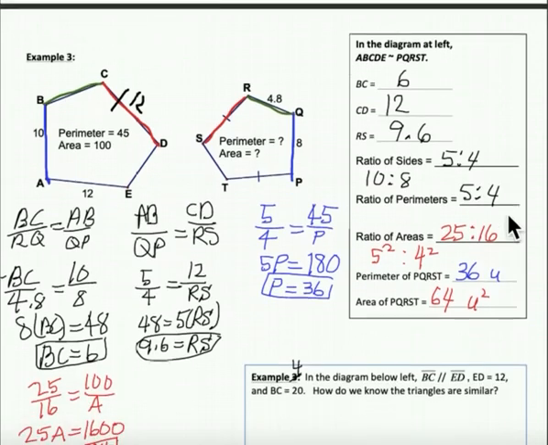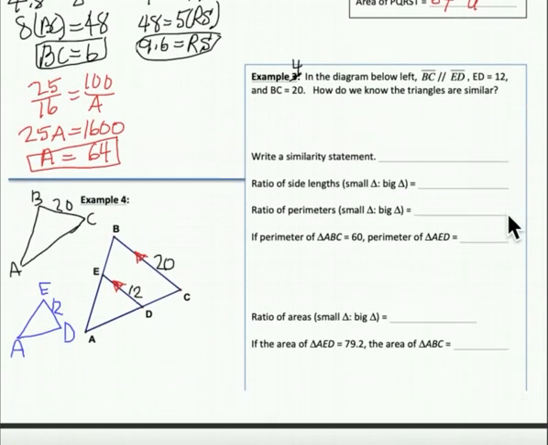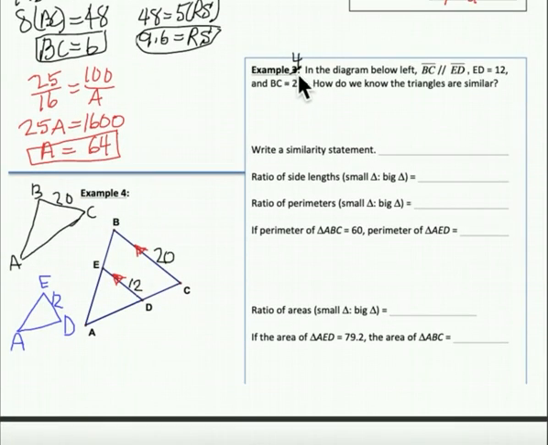Our last example is example 4. If it says example 3 here, just cross out, put 4 in its place. I think this was corrected before the handouts went out. So in this diagram here, we're told that BC is parallel to ED. So go ahead and mark them with arrows to indicate that they're parallel. And we're told that ED equals 12 and BC equals 20. So go ahead and mark that too, please.